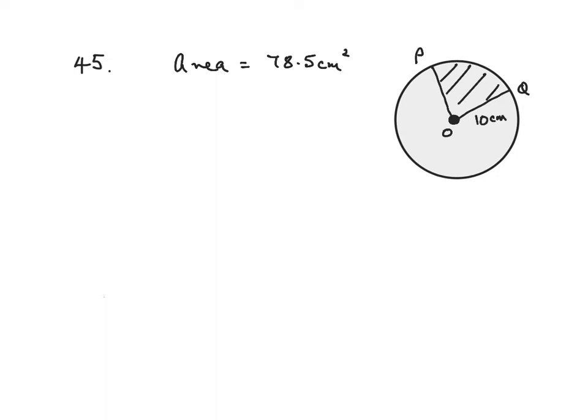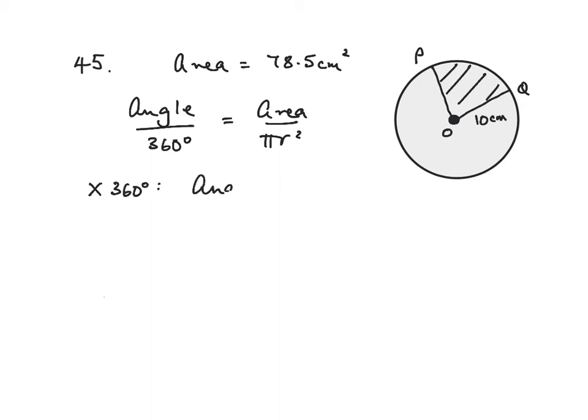We want to work out the size of the angle. So angle over 360 degrees equals area over pi r squared. I'm going to multiply by 360 to get the angle on its own. The area is 78.5 over pi times 10 squared, multiplied by 360. And we get the answer 89.95 degrees, or perhaps just 90 degrees.